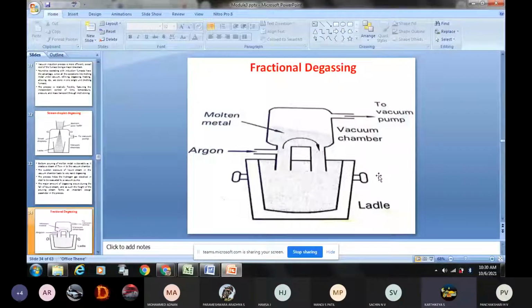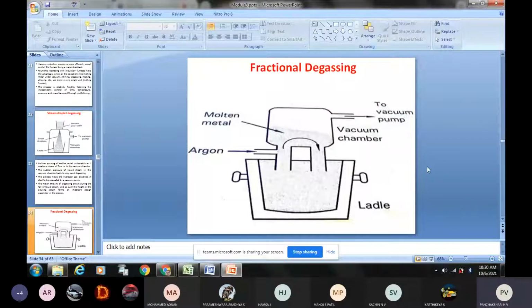Fractional degassing is nothing but removing the gas from the vacuum chamber. Fractionally means gradually removing the gas, fraction by fraction. It is not done continuously on the whole mass.